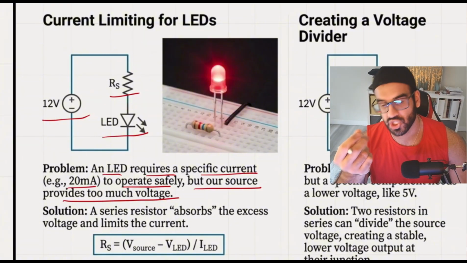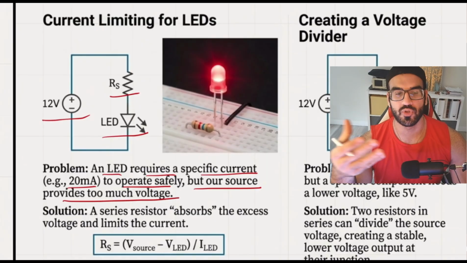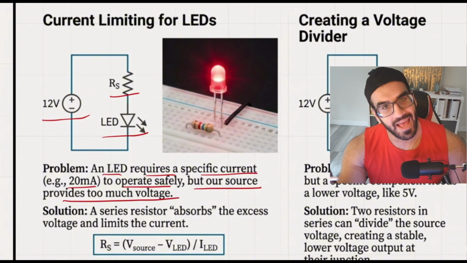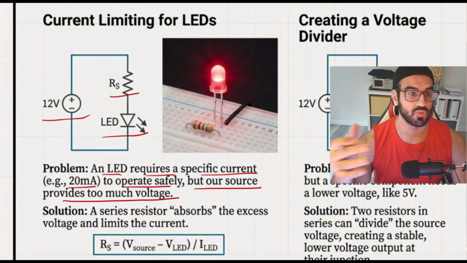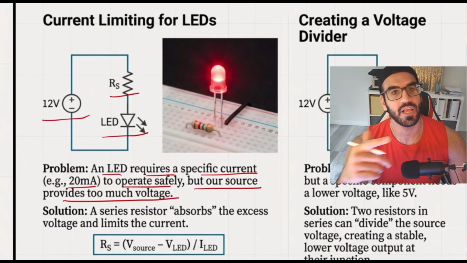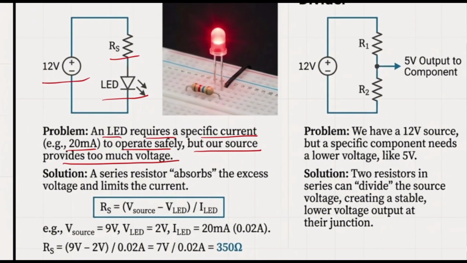But here's the question: how much should this RS be in order to make sure that I do have the right amount of current? Imagine that I do have an LED that can only handle 20 milliamp. It's not that much, but I do have 12 volts. How can I have something that can only handle 20 milliamp? By using the RS itself. How can I find that RS? The solution is simple. The RS is going to be the voltage difference between the source and the LED divided by ILED.